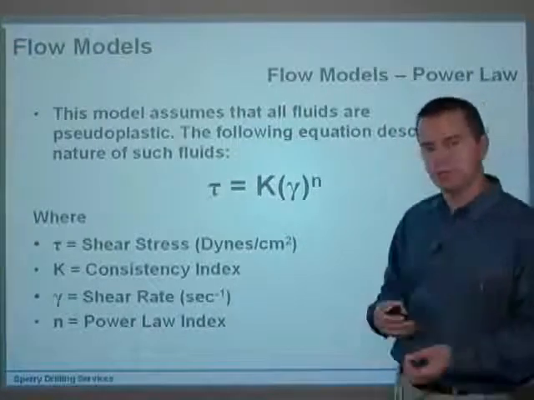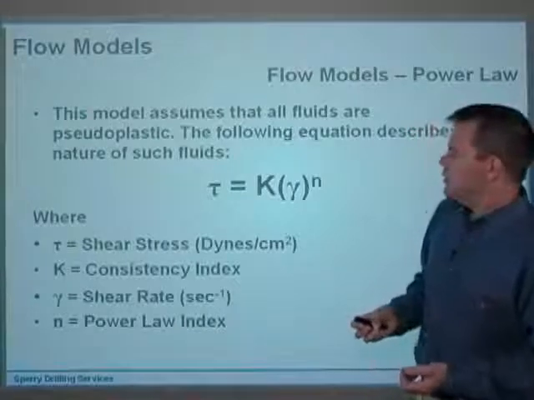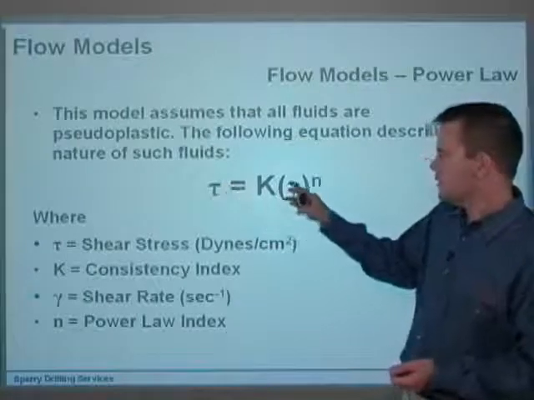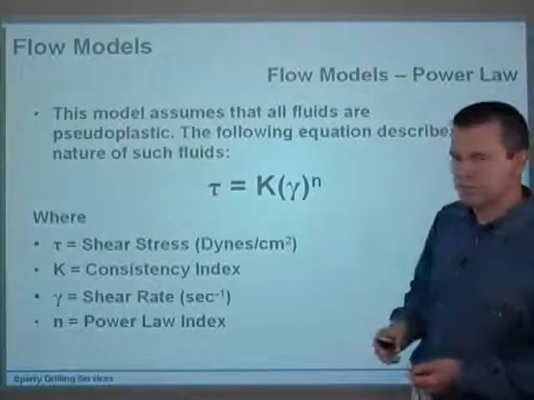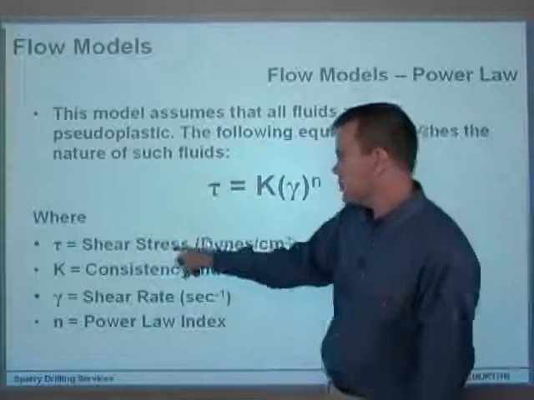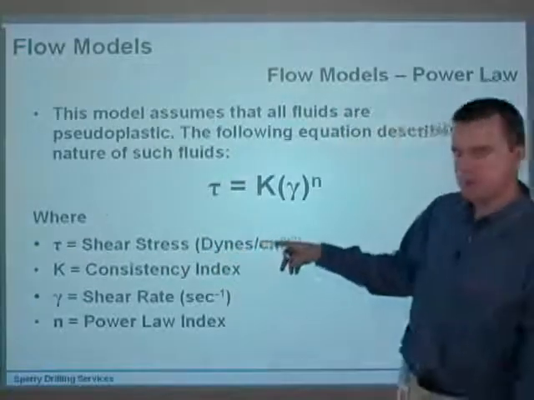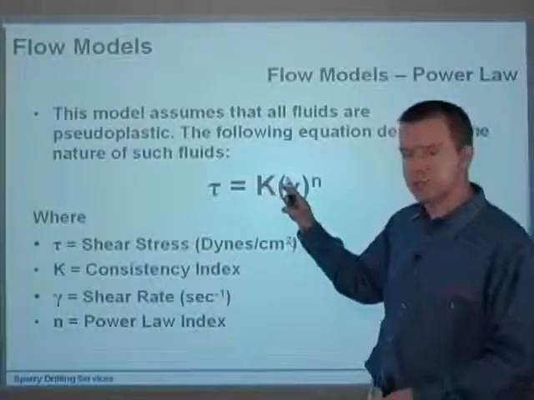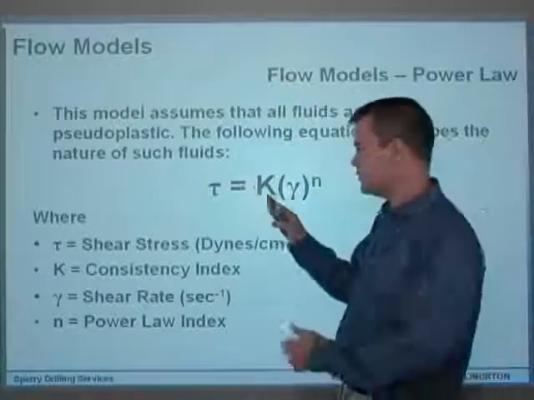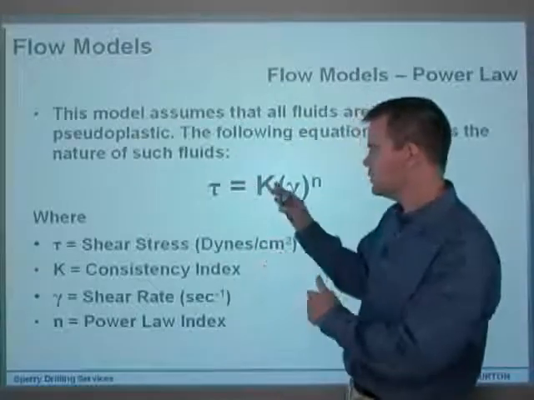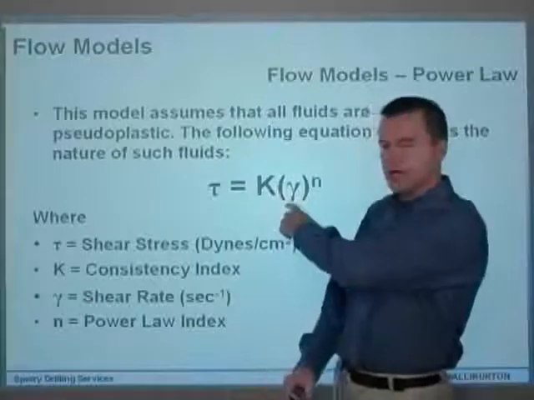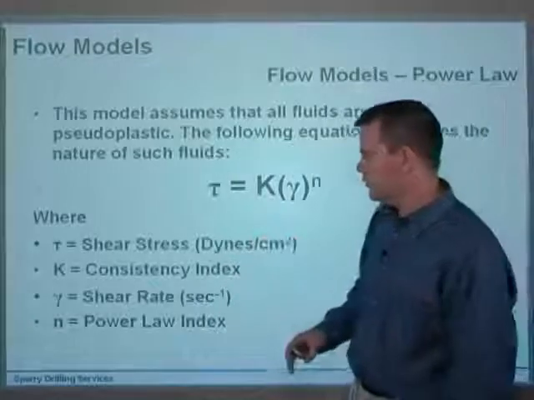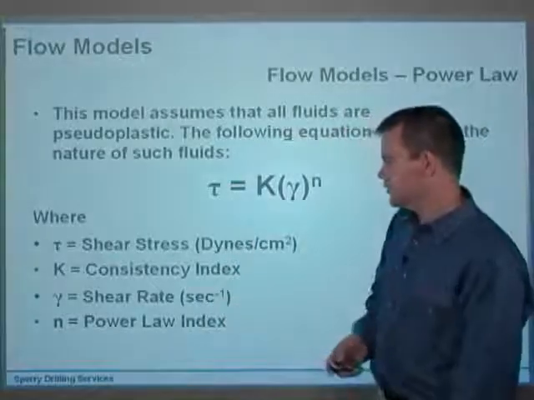So someone came up with the power law model. Oswald de Waele, in fact, came up with the power law model, where tau equals k times gamma to the power of n, which is why it's called the power law. Now tau is the shear stress, usually in dynes per centimetre squared. K, the consistency index, gives you the slope of the line in the same way as the plastic viscosity, or PV, in the Bingham plastic model gives you the slope of the line, because it's k times gamma, so it basically gives you the angle of the line that you're drawing on the graph.